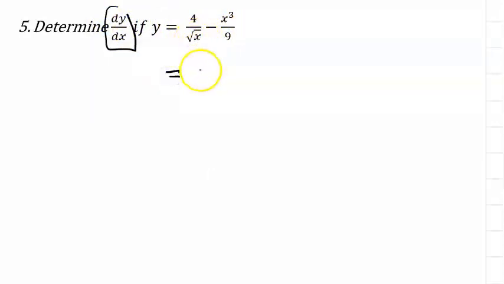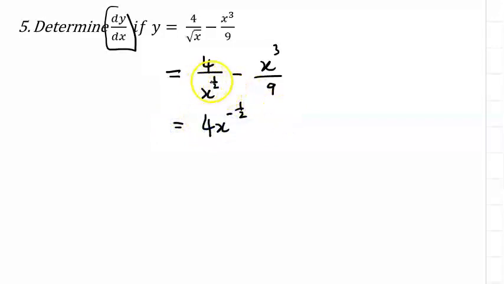So we got the root in the denominator, we need to get rid of it. So it will be 4 over x to the half minus x cubed over 9. And that's equal to 4x to the minus half. So we're going to take this x to the half here to the top, and remember the rule that I discussed earlier. And here we got minus 1 over 9x cubed.